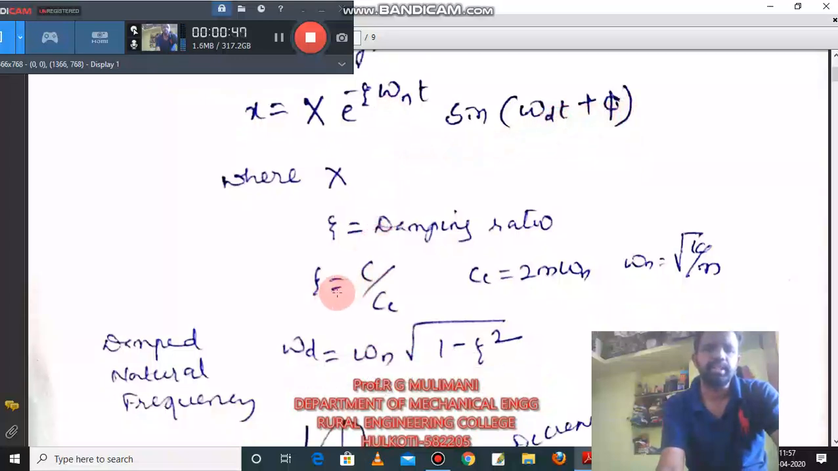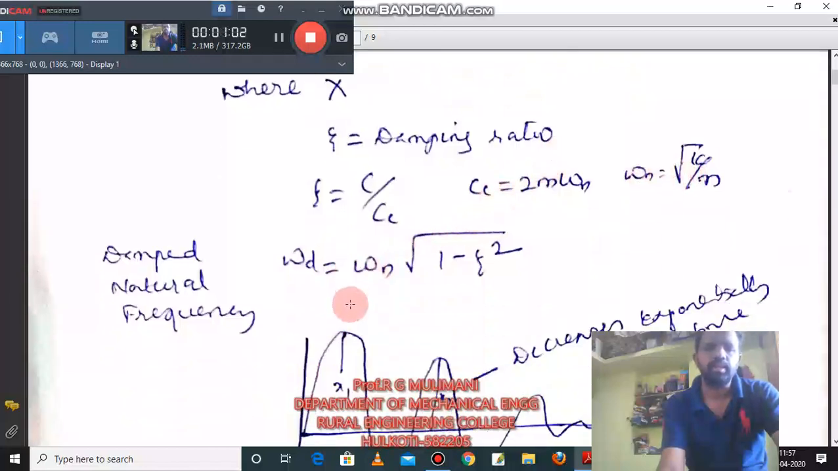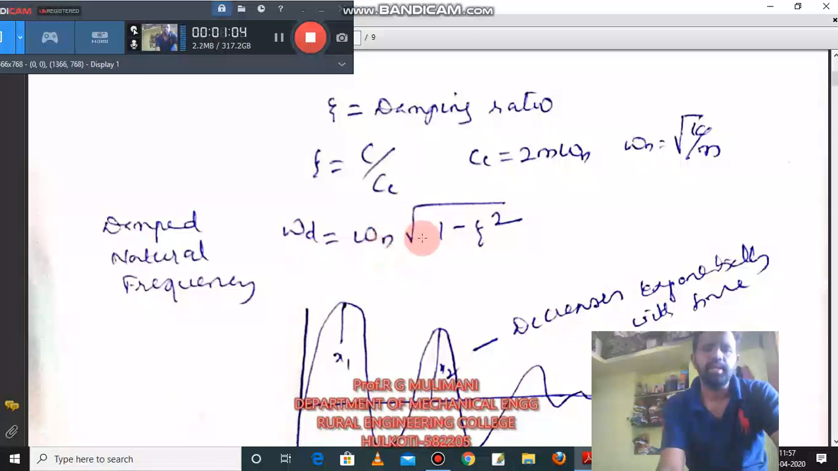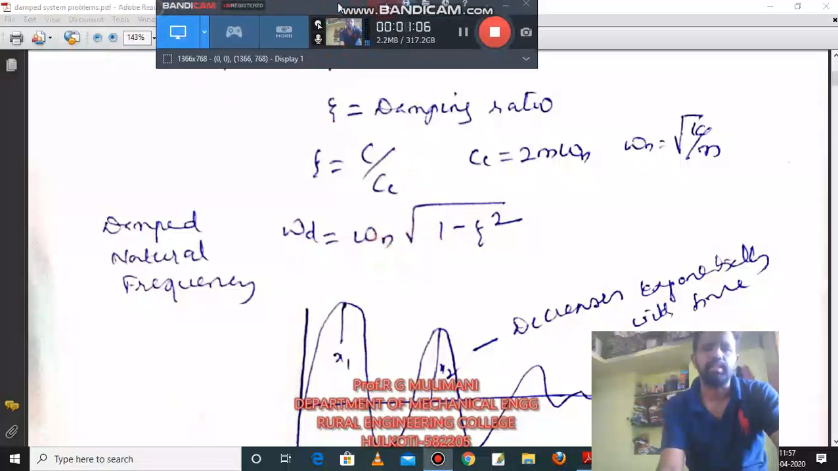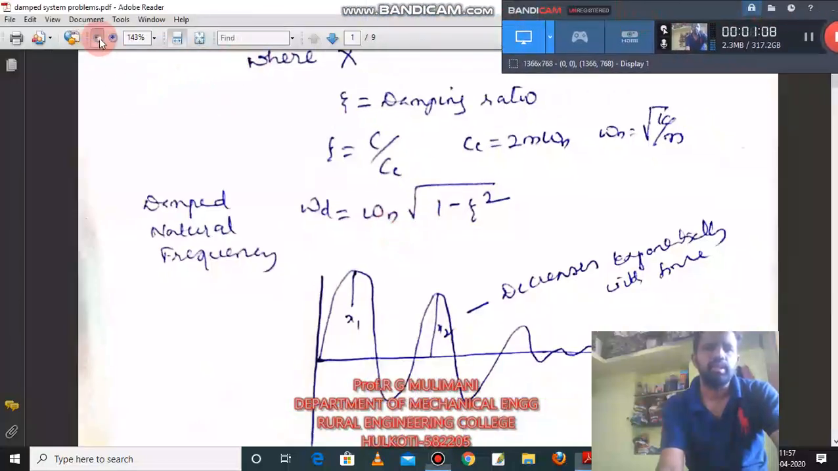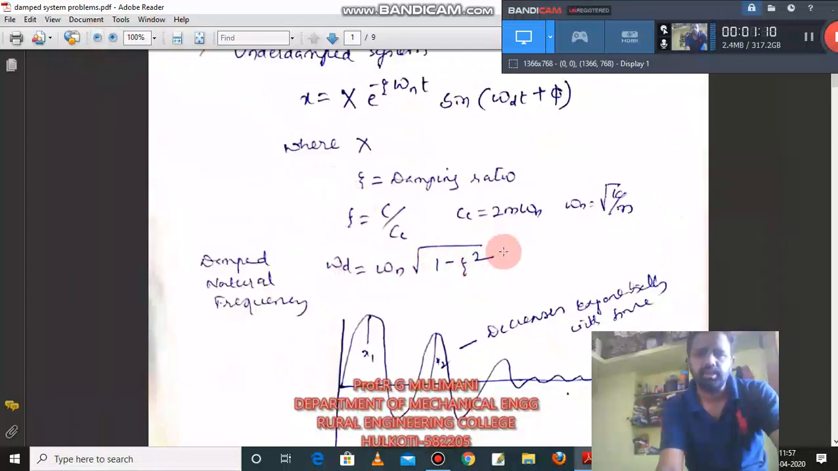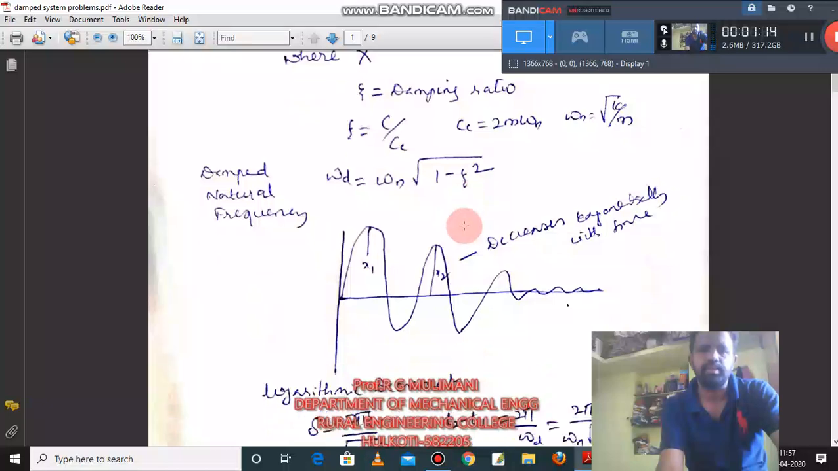Here ζ is the damping ratio, c by cc, where c is the actual damping coefficient and cc is the critical damping coefficient. To find cc, we use 2mωn, where ωn is equal to the square root of k by m. To find ωd, ωd = ωn times the square root of 1 minus ζ squared. These are the important formulas, and they are very helpful in solving numerical problems.